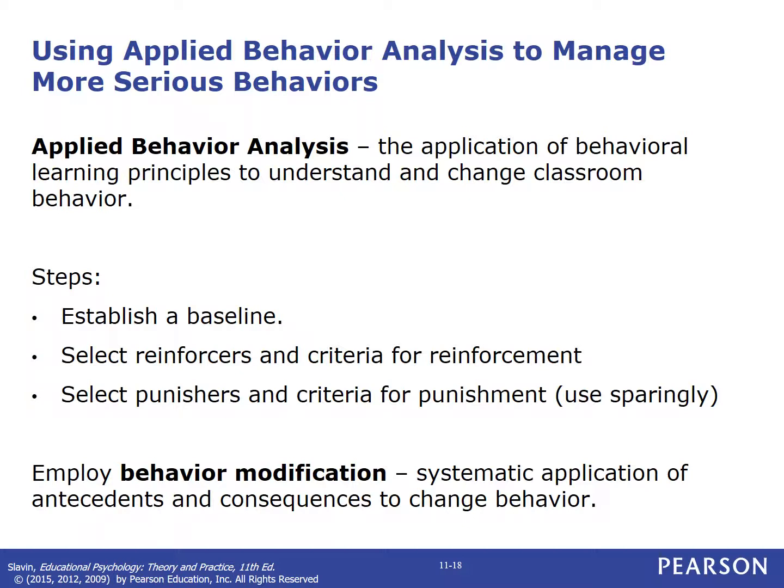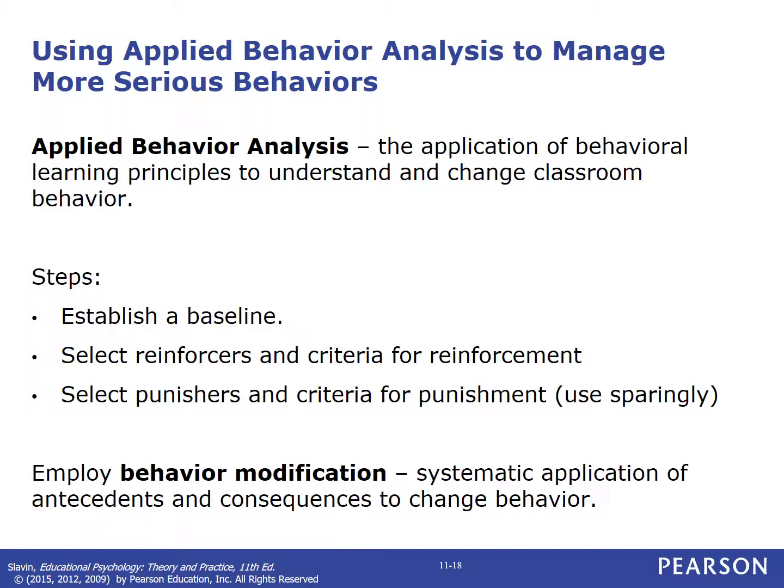Sometimes you have more serious behaviors in the classroom. This is where applied behavior analysis comes in, and I know you're going to get this in other courses, or maybe you've already had it. So this is going to be just a brief overview. ABA, or Applied Behavior Analysis, is the application of behavioral learning principles to understand and change classroom behavior. And it comes out of the work of Skinner's operant conditioning, applying punishments and rewards.